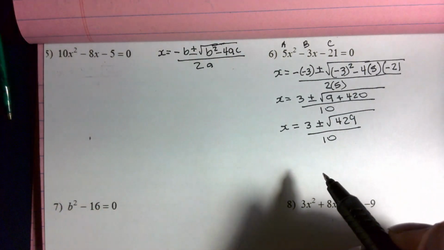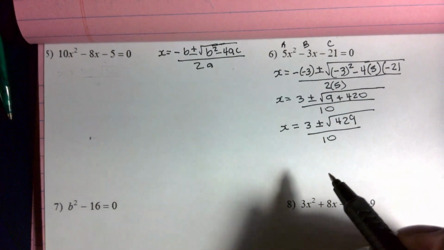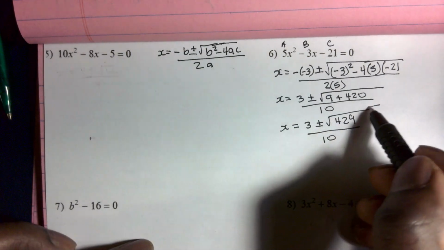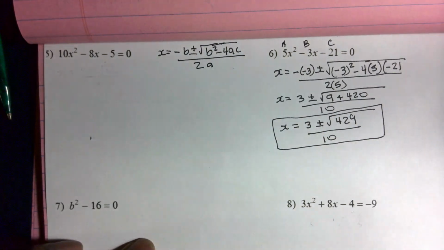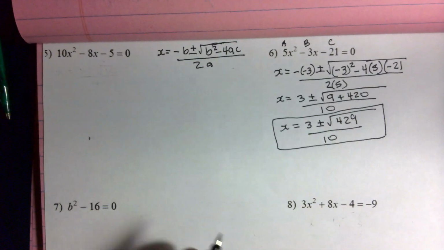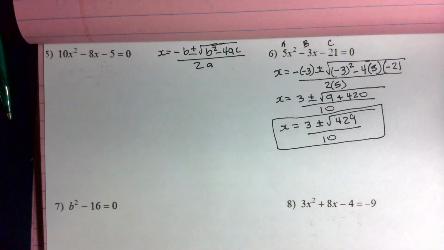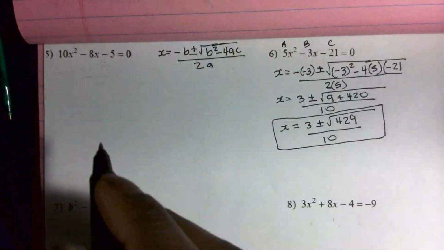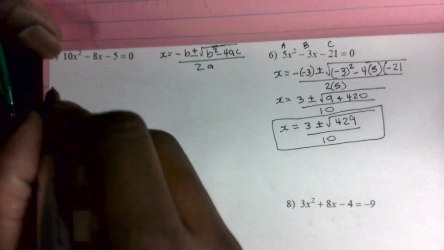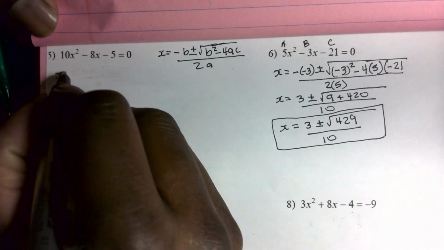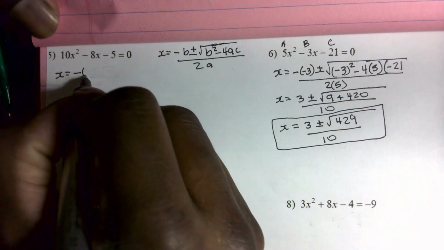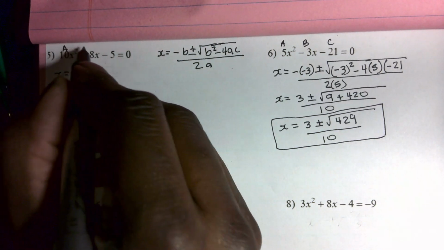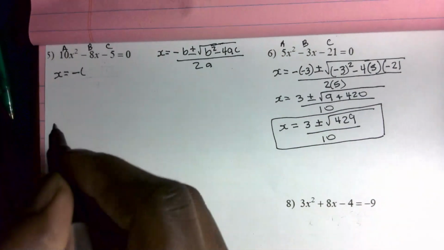And here, since I cannot simplify my answer any further, I'm going to box it and leave it as this. All right, so that's me applying the quadratic formula. So let's look at the second problem here. X equals negative, again this is a, b, and c.